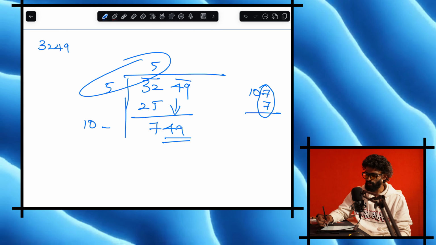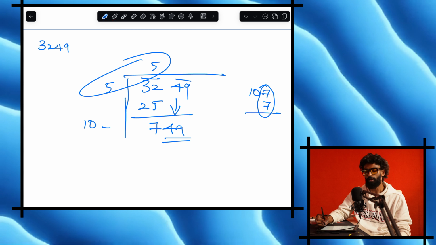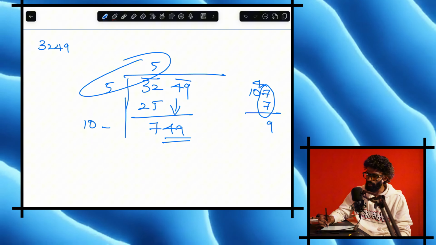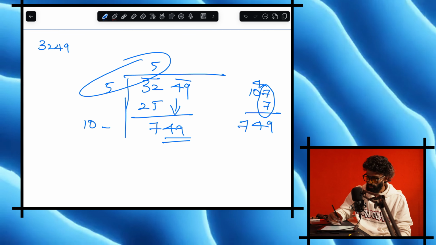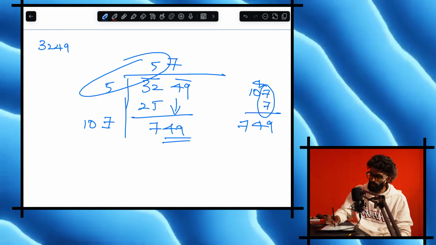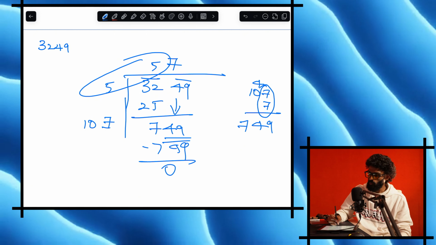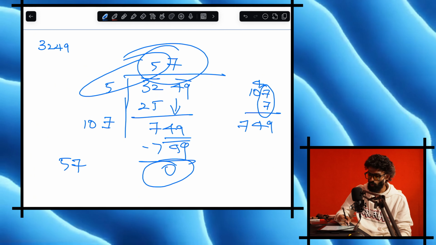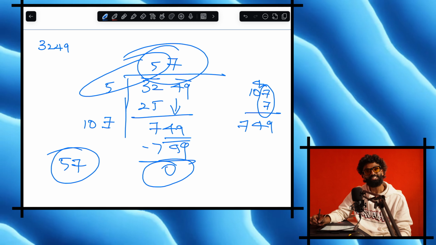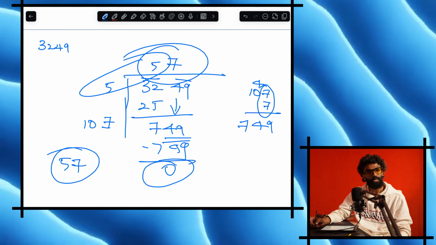Now why only times 7? As I told you, the same number is supposed to multiply. So 107 times 7 gives you 749. It's also a perfect square here. So 107 was the assumed number. Minus 749, you end up getting the answer to be 0, which means it's a perfect square. The answer will always be the quotient, which means it is 57. 57 is a perfect square root of 3249.